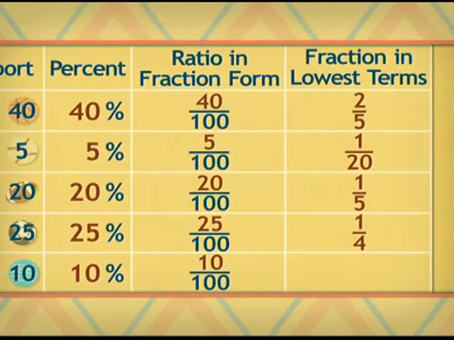Well, divide both of those numbers by 10 and you get 1/10. So 1/10 of the students chose swimming. Now let's look at some more percents and practice writing them as ratios in fraction form in lowest terms.